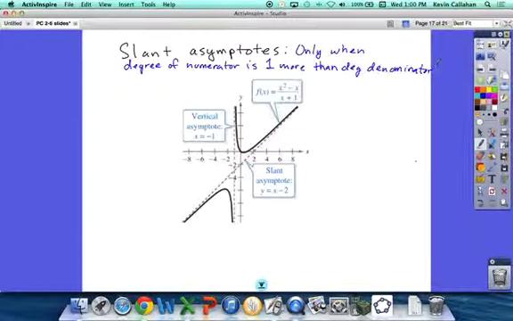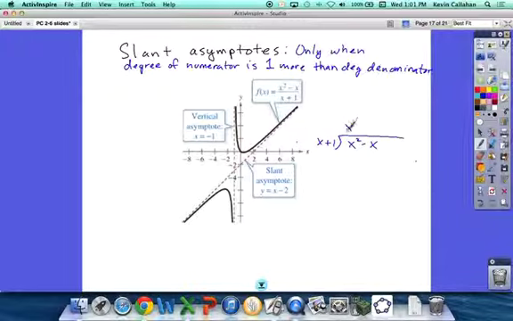Okay, and the way you find the slant asymptote, you do long division. Divide the numerator by the denominator. So let me do this. I will go x squared minus x divided by x plus 1 and go through the long division.